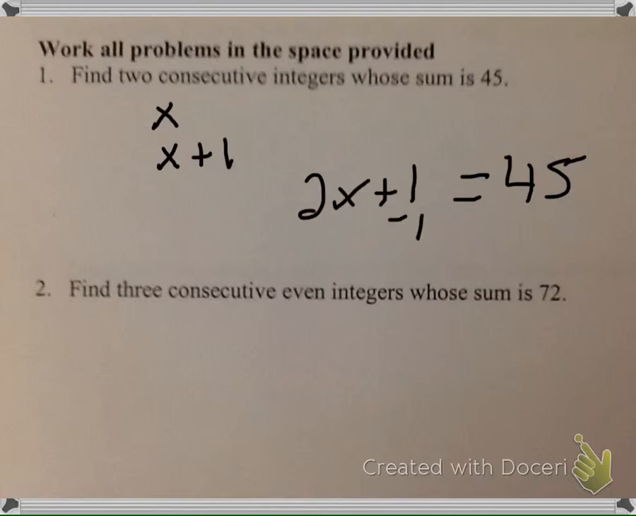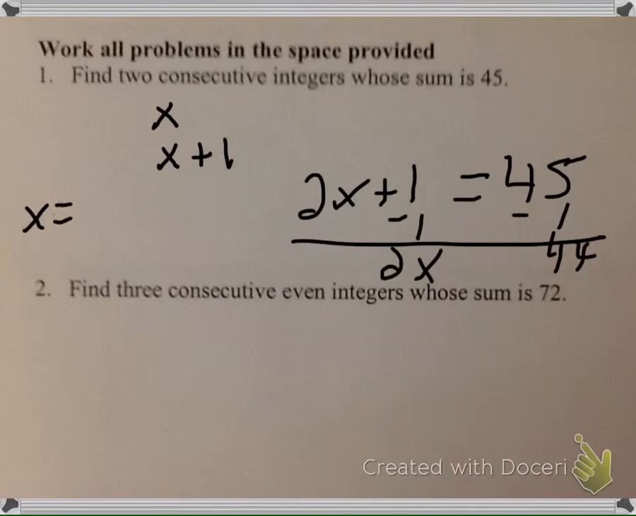And now I'm just solving the problem. You know how to do this. 44 equals 2x, which means x equals 22. And so then it said, what are the two consecutive integers whose sum is 45? Well, the first one's 22, and the second one must be 22 plus 1, which is 23. So I write 22 and 23 as my answer.